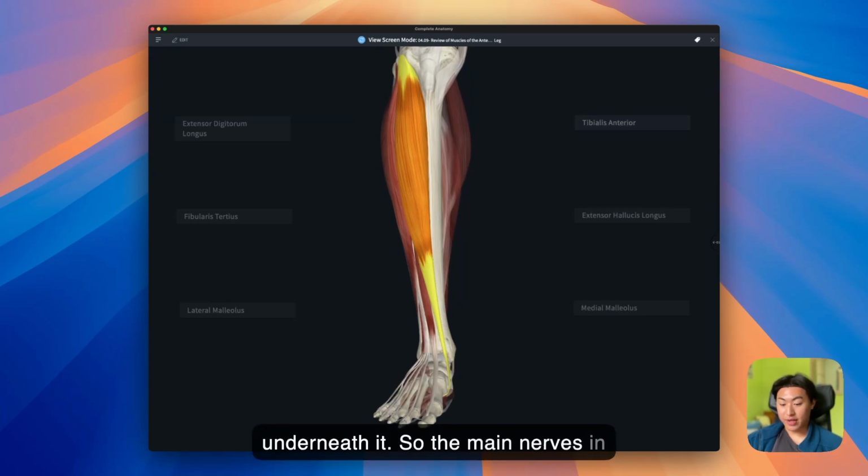So the main nerves in the lower leg are the deep fibular nerve, which innervates the anterior compartment, the superficial fibular nerve, which innervates the lateral compartment, and then the tibial nerve, which innervates the posterior compartment.